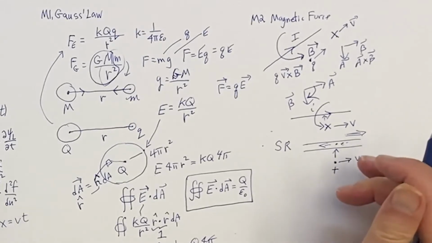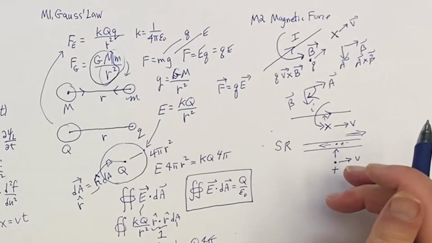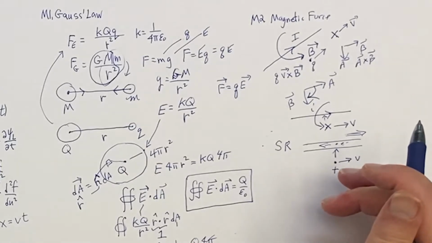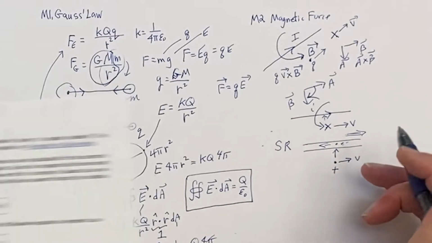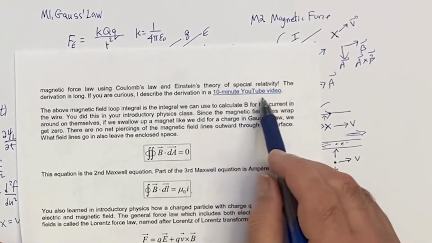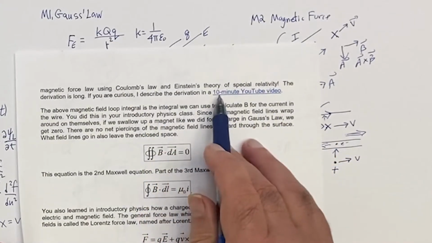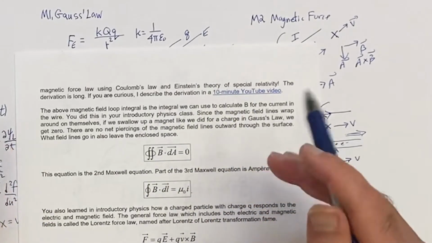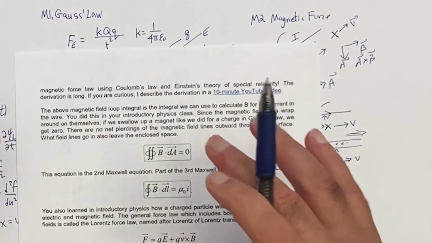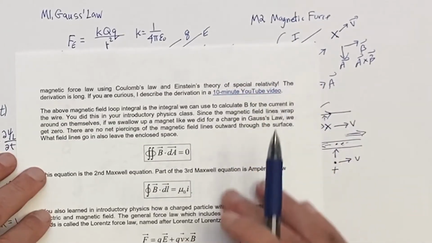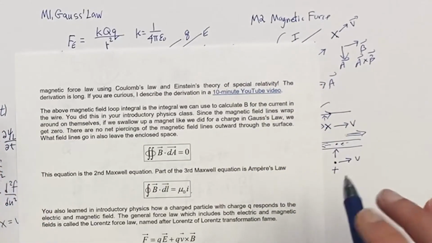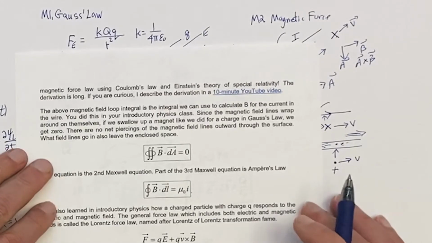I have a short video you can watch that talks about that. It's a very fascinating idea. If you go to the notes here, there's a 10-minute YouTube video where I describe the derivation. So in that sense, we could say we start with Coulomb's law and special relativity, and I'm going to continue in that fashion and show you where I can almost derive the Maxwell equations.